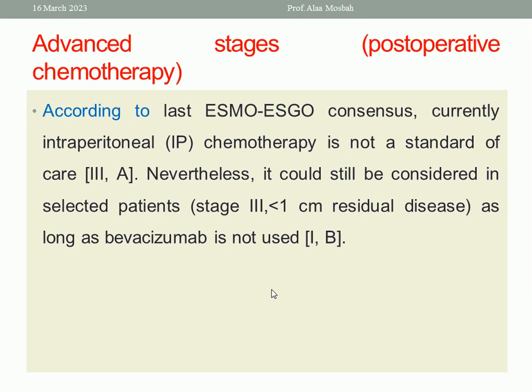But should intraperitoneal chemotherapy be used routinely? No. As a standard? No. It's not a standard of care. And as I said, the exception is selected patients with stage 3 and less than 1 centimeter residual disease after debulking surgery.